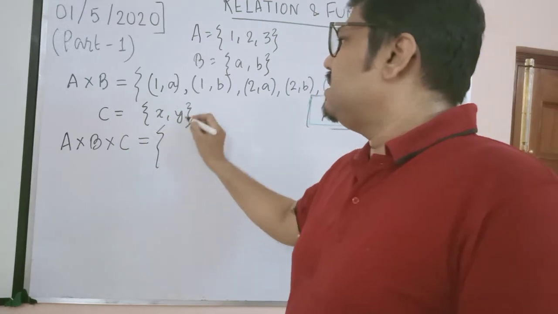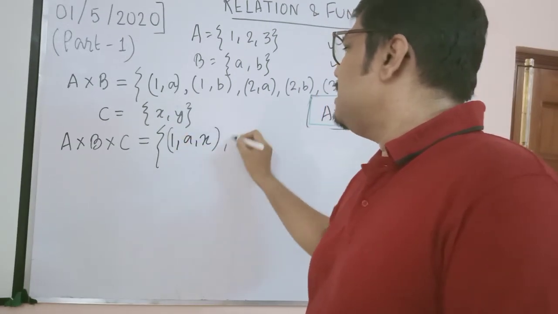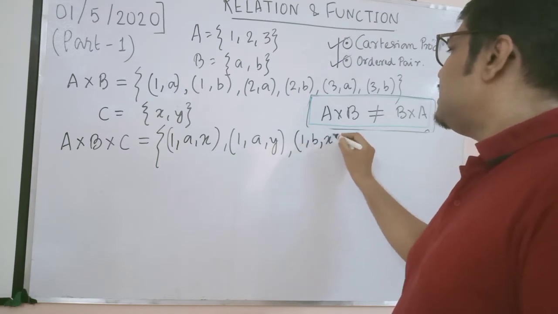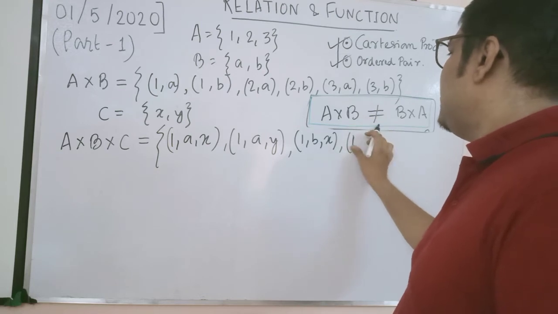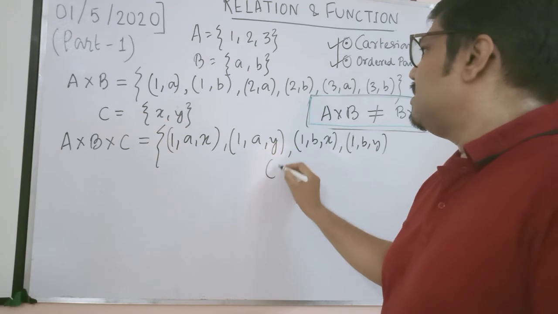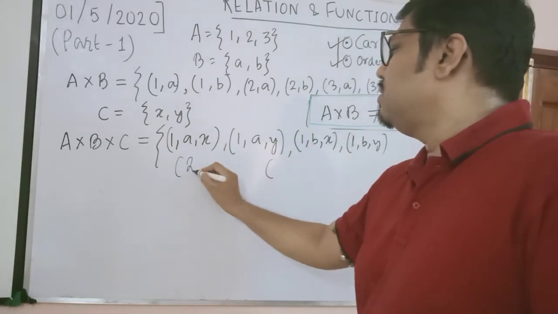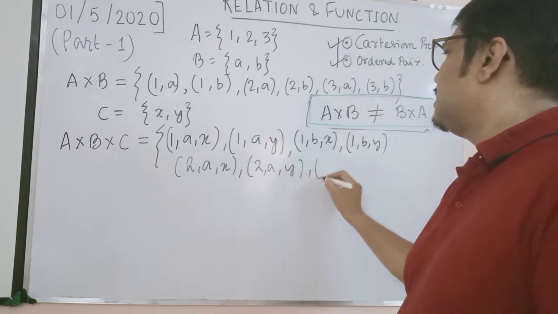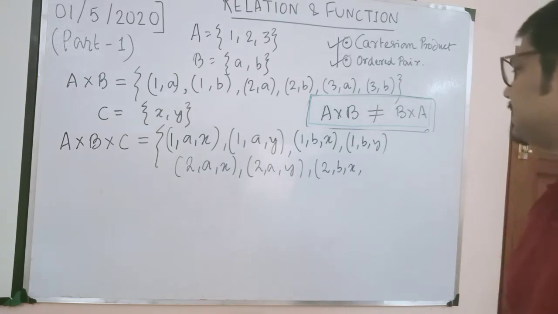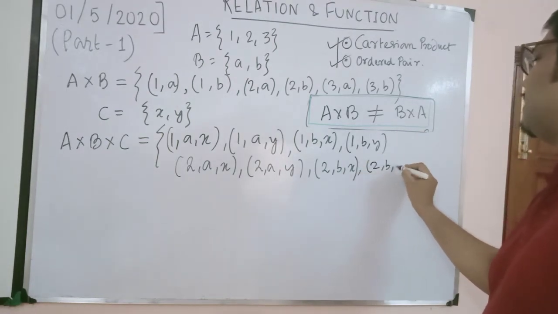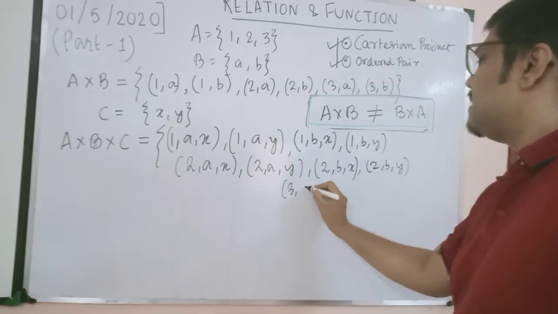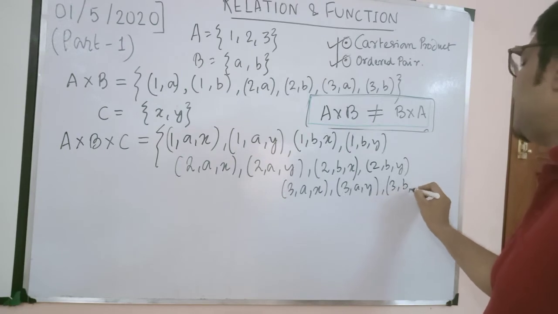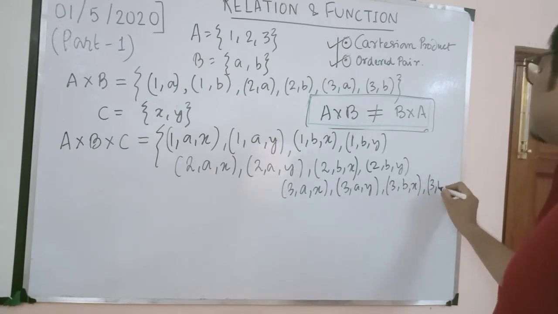So let us write that. With 1 and A, what do we get? X. Again 1 and A, we get Y. Then 1 and B, we get X, and then 1 and B, we get Y. Like that. 2A, we get X, then 2A, we get Y, then 2B, we get X, then 2B, we get Y, then 3A, we get X, then 3A, we get Y, then 3B, we get X, and 3B also we get Y.